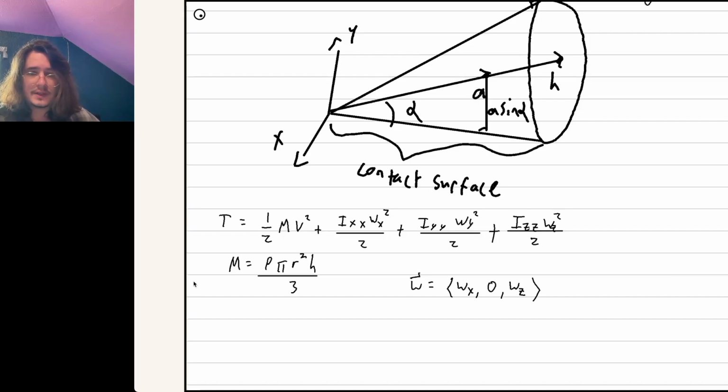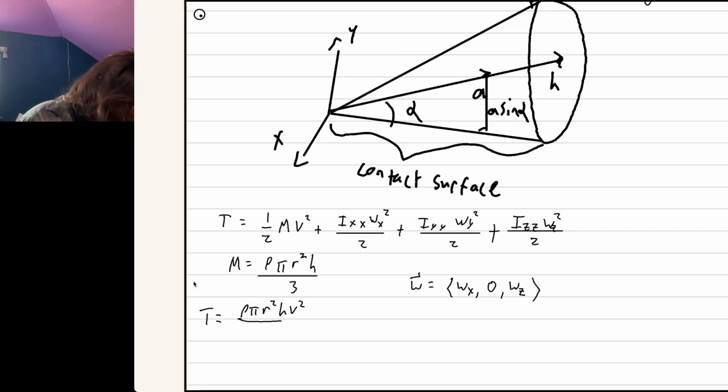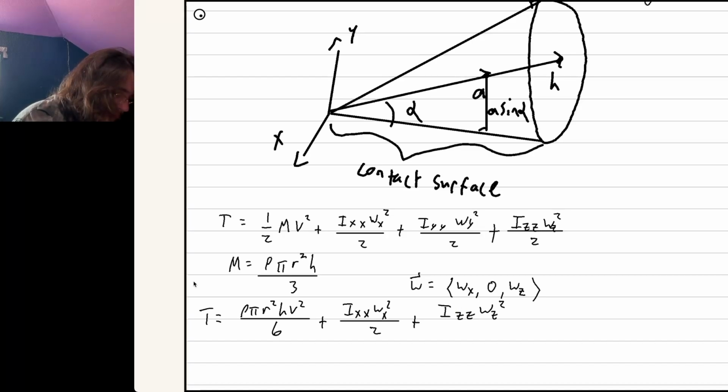So I'm going to rewrite the kinetic energy now as T equals rho pi r squared h v squared over 3, over 6 actually. And then we still have omega x, and we still have omega z. Don't know what those are yet in terms of the problem.